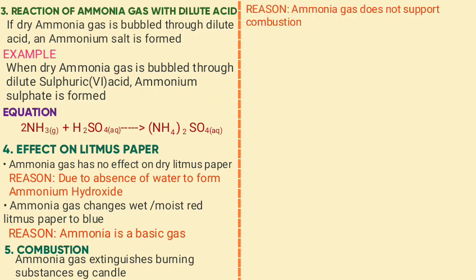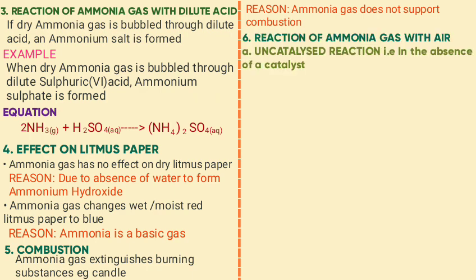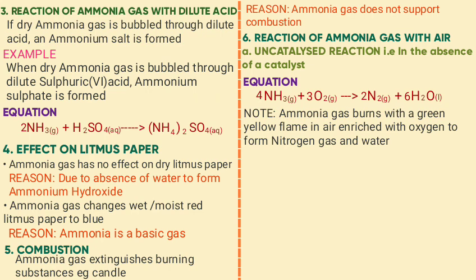Now next is reaction of ammonia with air. We have two situations. You have the absence of catalyst, also called uncatalyzed. Equation: ammonia plus oxygen arrow nitrogen plus water. Balance equation: place 4 with ammonia, 3 with oxygen, 2 with nitrogen, and 6 with water. Now ammonia burns with a green-yellow flame in air rich with oxygen.